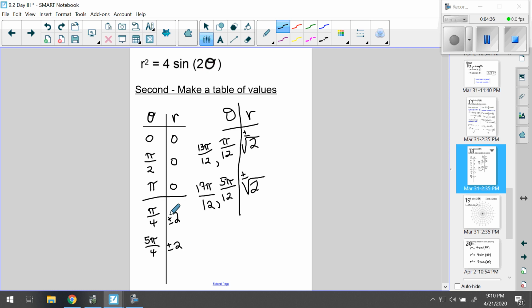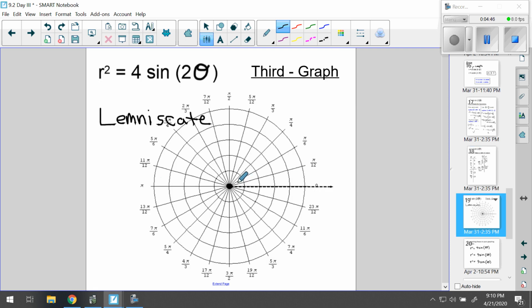But you'll notice down here I don't have a 4 in the place. Again, the reason why is because it's r squared equals 4. So take the square root of that, and you get plus or minus 2. And so let's see what that looks like on the graph. I'm going to go to pi over 4, 2, so I'll go out 2 units. But since I do the square root, it's plus or minus, so I can go backwards 2 units as well.